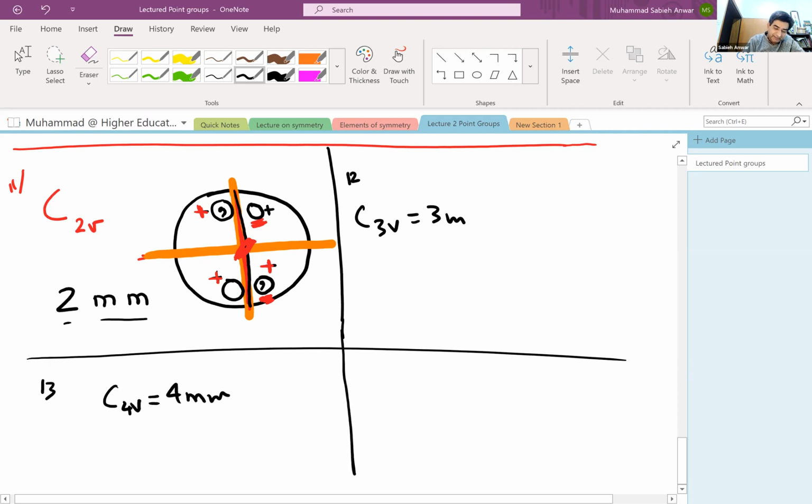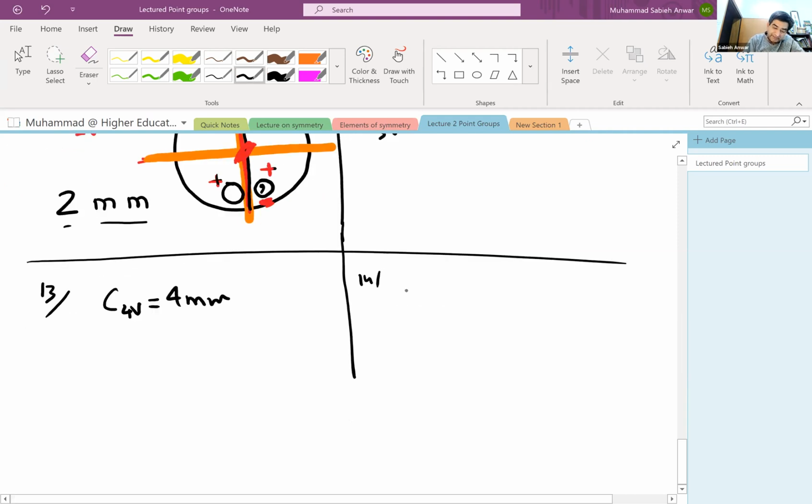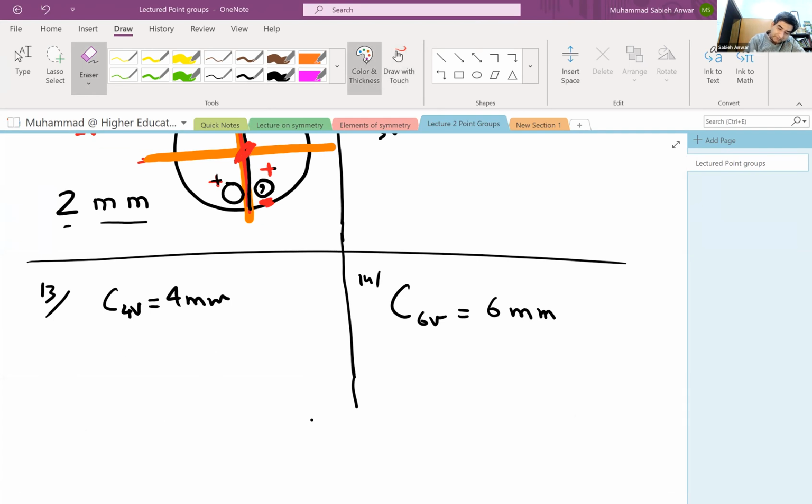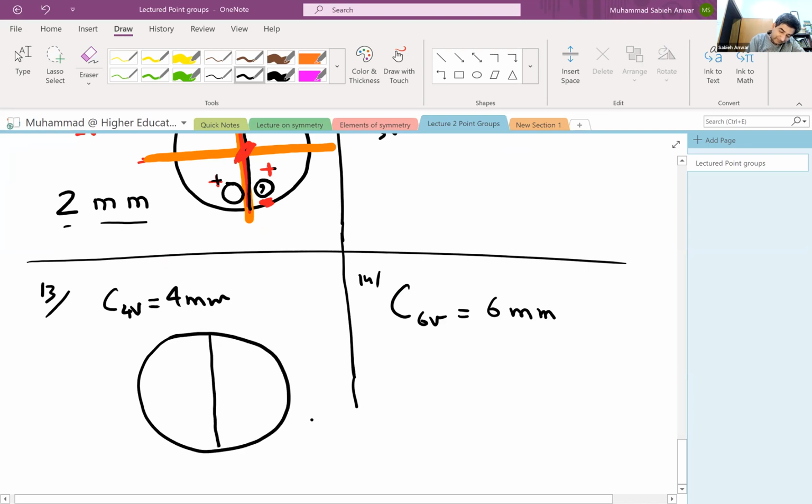I can generate C6V, which is 6mm. And you would like to draw the stereograms as a homework. Okay, let me do C4V for your convenience. So here I go. Object, 90 degrees rotation, followed by a vertical mirror plane.